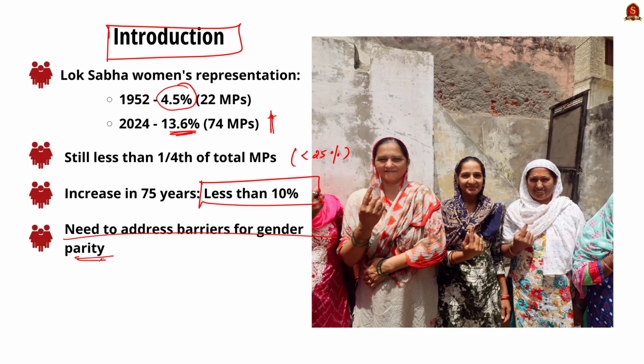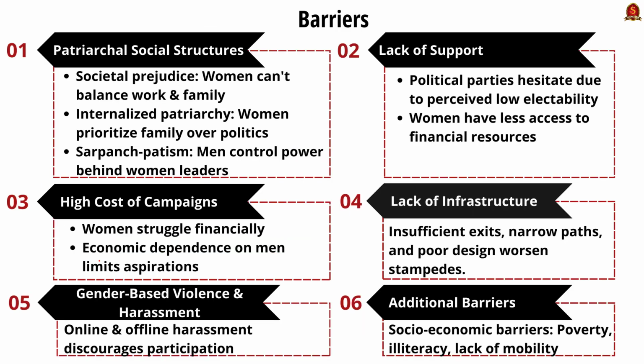Some of them are as follows. Moving on to the first part of the answer, you should write that the first issue is patriarchal social structure and mindset. This includes societal prejudices where people think that women cannot balance private, family and political life. There is another reason called internalized patriarchy. It is a phenomenon where women themselves consider that it is their duty to prioritize household and family over public life. Thereby, they don't even think about participating in politics. So, this becomes a cycle again and again.